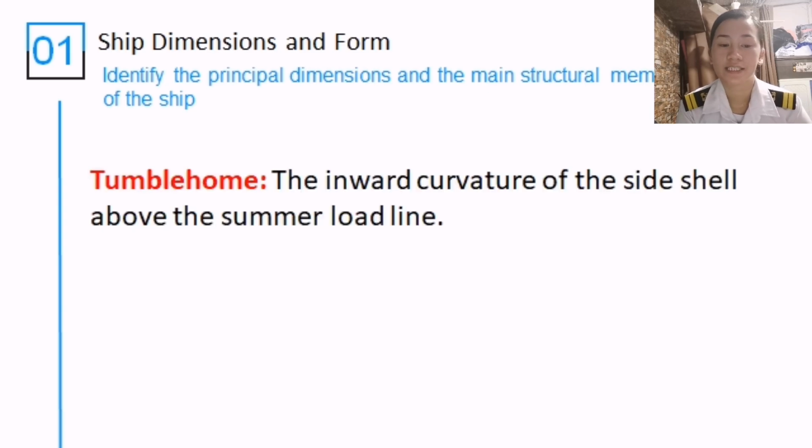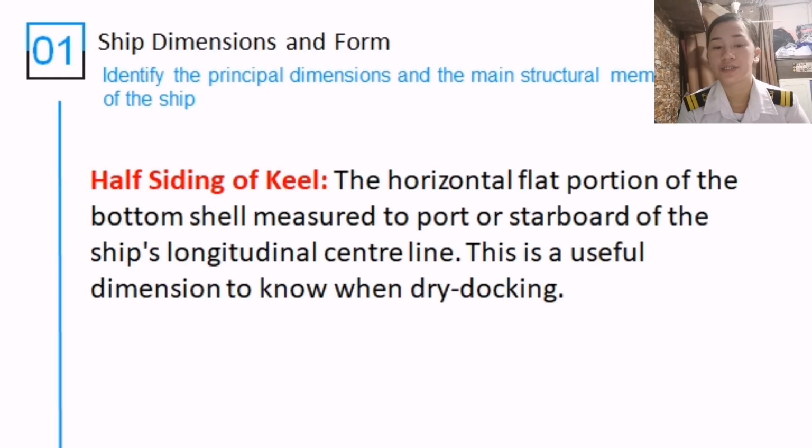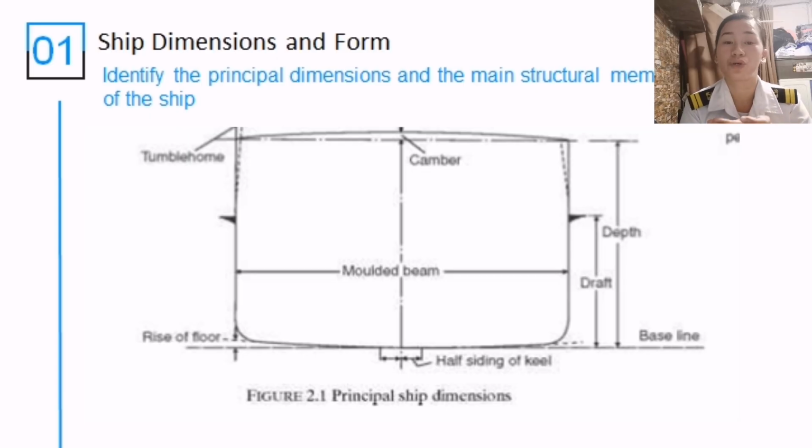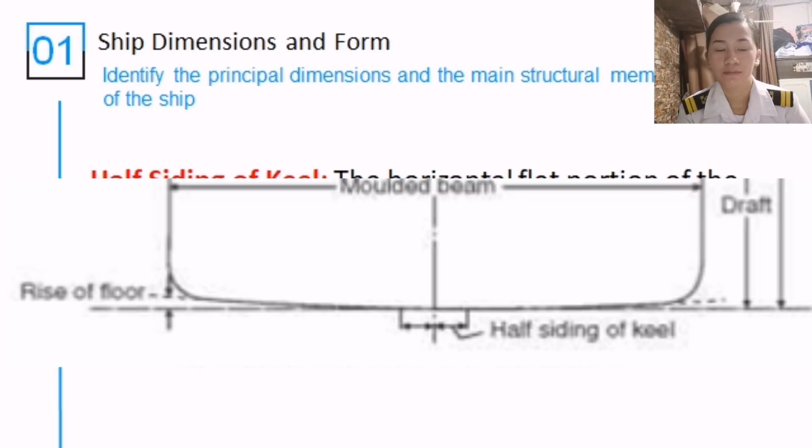The next is we have the half siding of keel. So half siding of keel, this is a horizontal flat portion of the bottom shell measured to port or starboard of the ship's longitudinal center line. This is a useful dimension to know when dry docking. So kaning half siding of keel class, mao na siya ang flat portion of the keel. So kaning gikan sa pinaka center sa atong vessel, if naka front view siya, if padulong dito sa right side, mao na siya ang half siding of the keel sa starboard side. Kaning gikan sa center padung sa port side, mao na siya ang half siding of the keel sa port side. Okay, but if i-combine ang duha ka half siding of the keel, that is our flat of keel.